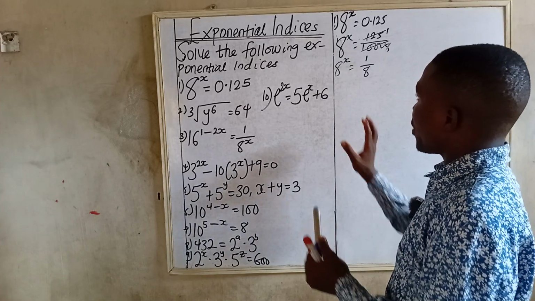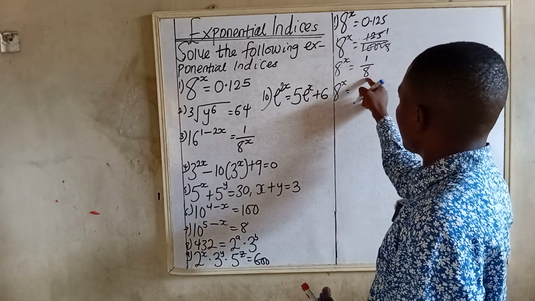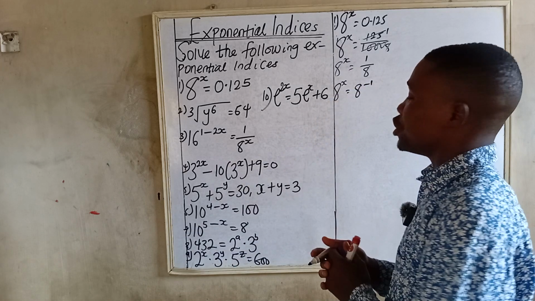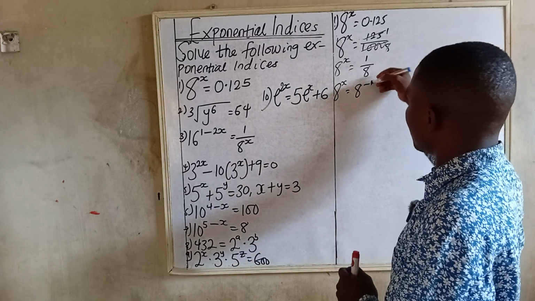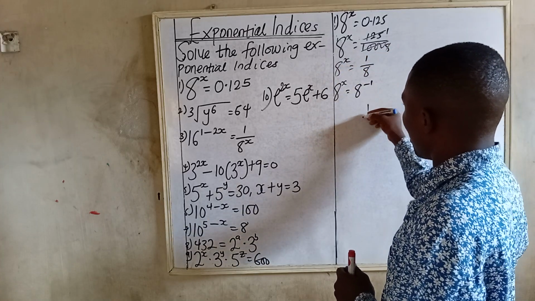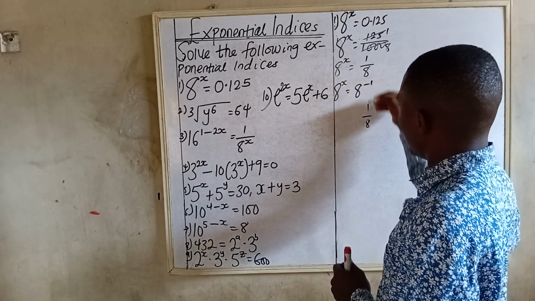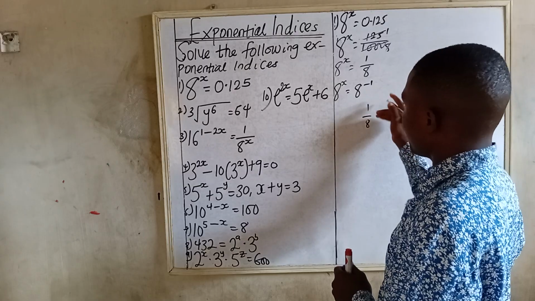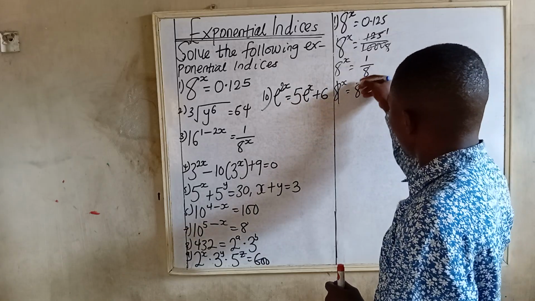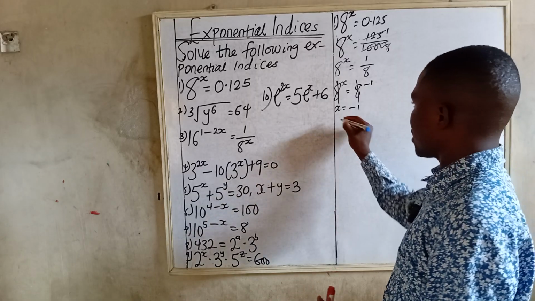Now we need to apply the law of indices here. 8 raised to the power x is here. This one we can write as 8 raised to the power minus 1. We have not changed anything, because the minus sign changes to 1 over, so this gives us 1 over 8. So we have not changed anything. See now the bases are the same. We cancel the base, then x will be equal to minus 1. Very simple as that.